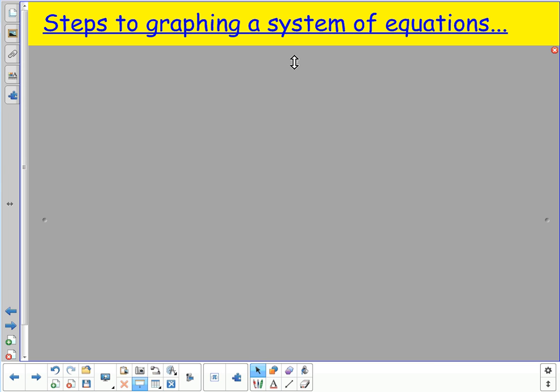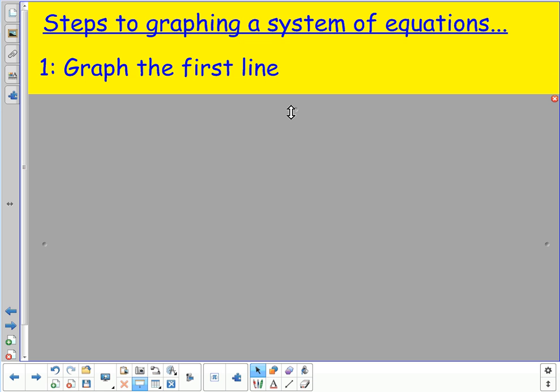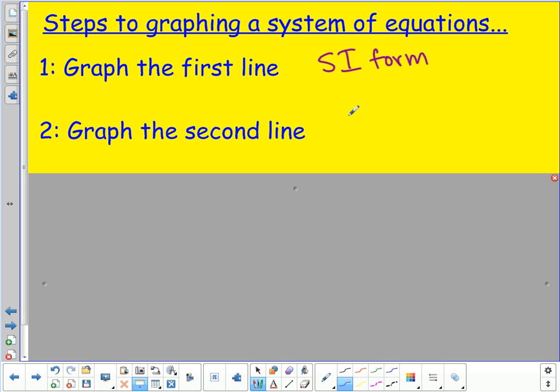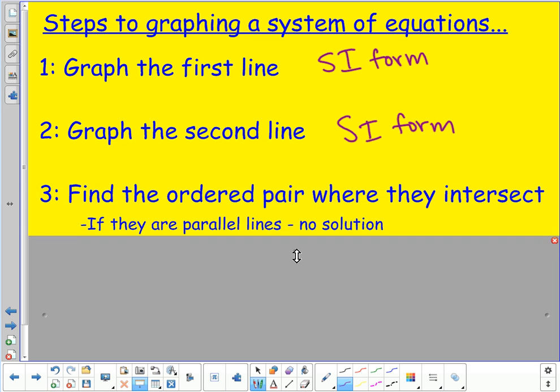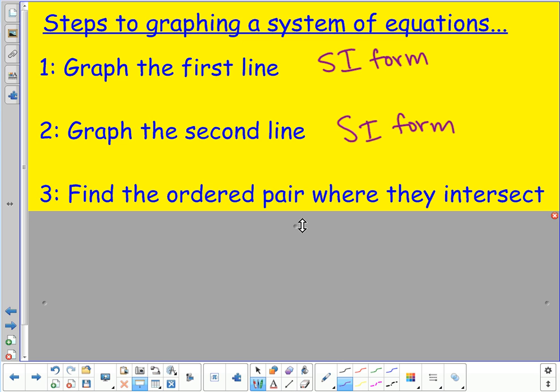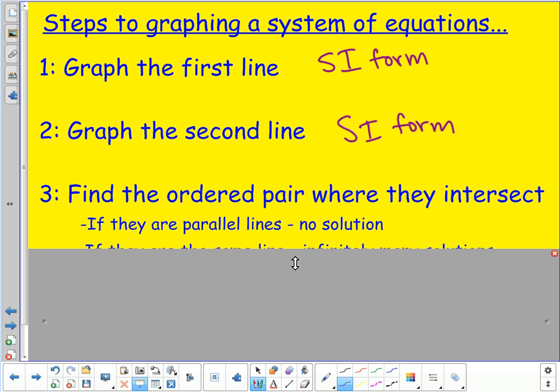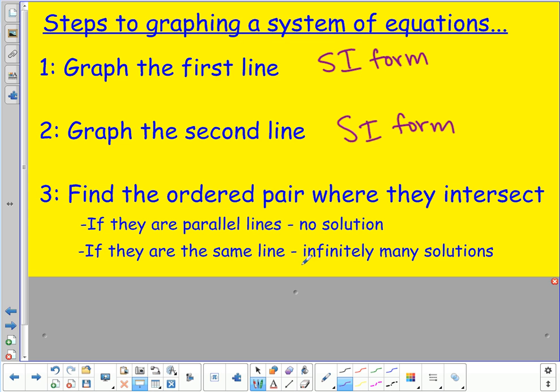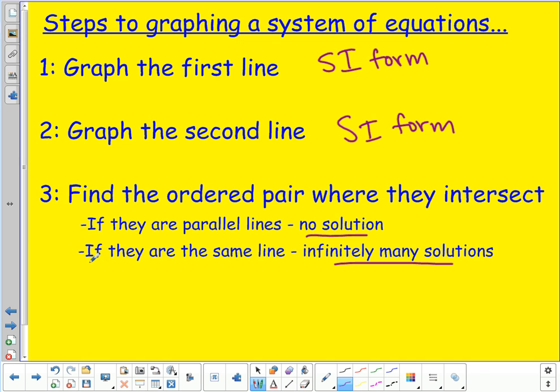So let's talk about our steps to graphing. They're pretty simple. It's kind of like what you saw me do in numbers 1 and 2. You're going to graph the first line. Make sure it's in slope-intercept form if it needs to be. Then you're going to graph the second line. Same thing, put it in slope-intercept form if it isn't already. Then you're going to find the ordered pair where they intersect. And if they don't have a point of intersection, they're either parallel lines with no solution, or they have infinitely many solutions. Again, that's if there is no point of intersection.